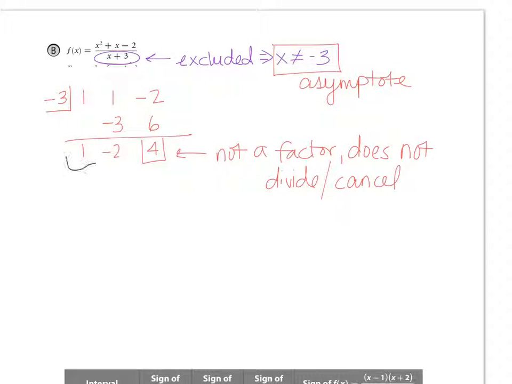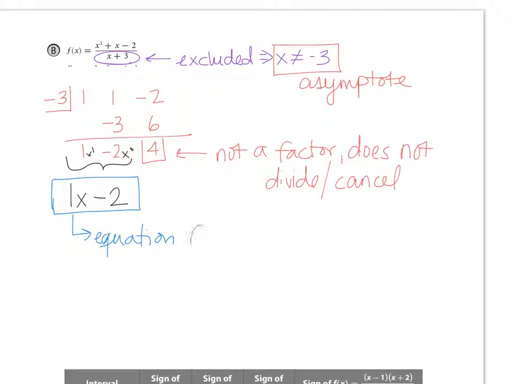So now let's remember, this right here I can write as a polynomial, so that's x to the 0, x to the 1, which means I've got 1x minus 2. Now this is the new note that you need to take. When you divide, the polynomial that you have left is an equation for a slant asymptote. That means my slant asymptote is a line: y equals 1x minus 2.